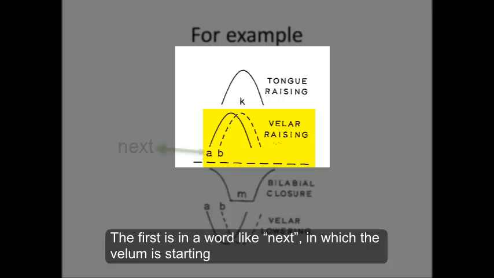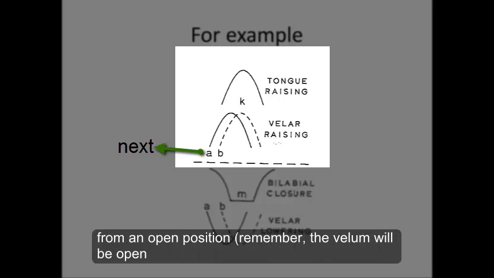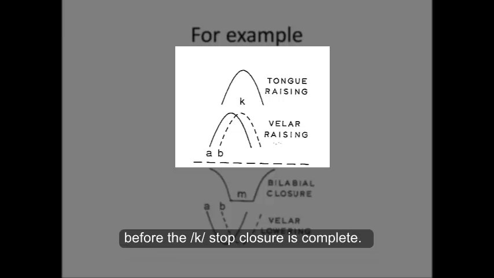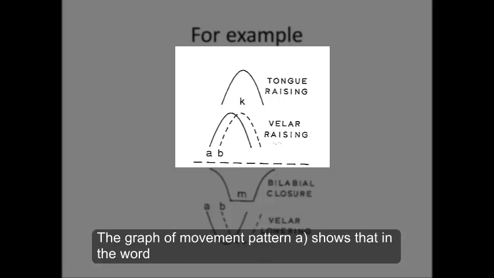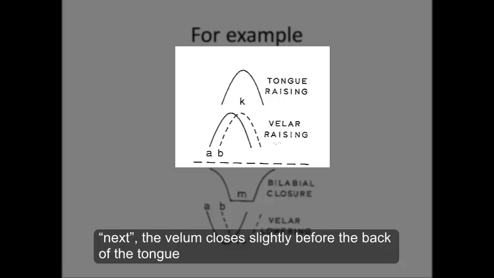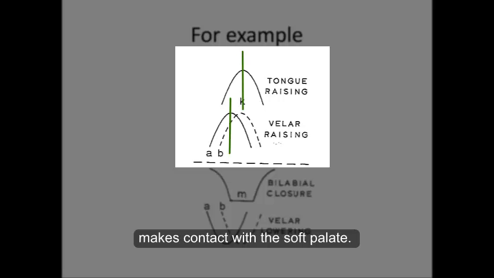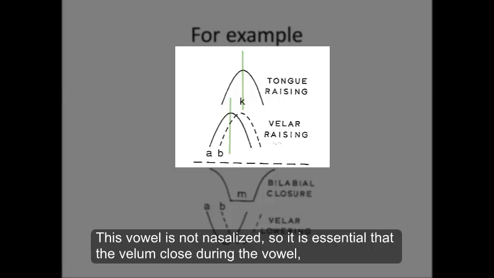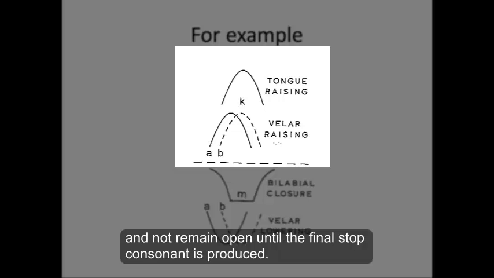The first is in a word like next, in which the velum is starting from an open position. Remember, the velum will be open for the n sound, and then it'll have to close at some point before the k stop closure is complete. The graph of movement pattern A shows that in the word next, the velum closes slightly before the back of the tongue makes contact with the soft palate. This makes perfect sense given what we know about the vowel in the word next. This vowel is not nasalized, so it's essential that the velum close during the vowel and not remain open until the final stop consonant is produced.